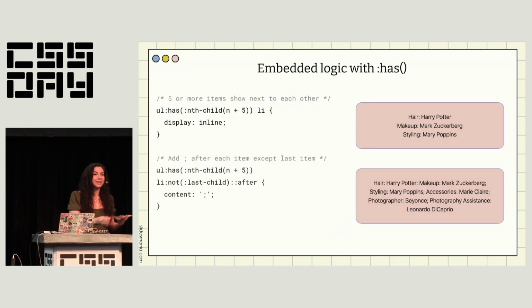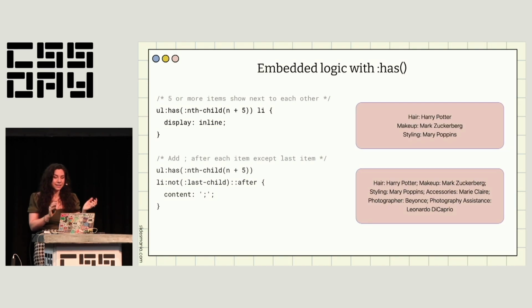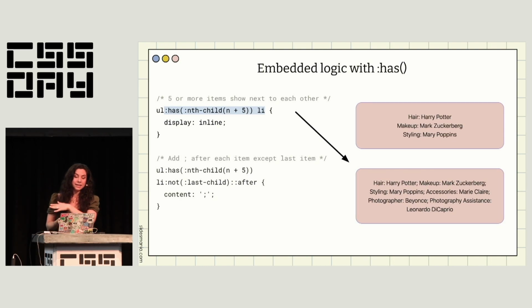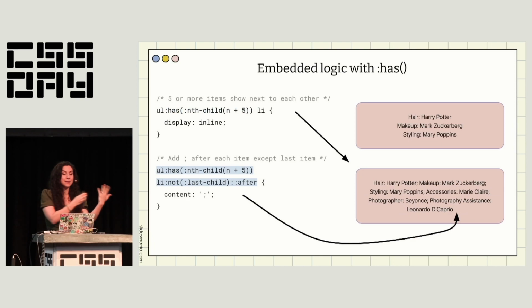Has is also useful for embedding logic, like with quantity queries, where in this example, we're setting this up so that we have a block layout for attributions. And then if you have more than 5 items, instead of showing them block, we show them inline next to each other, where we can use has nth-child(n+5) li to style the list items, and then have those display inline. And we can take that a step further by saying, OK, so if this unordered list has 5 or more children, nth-child(n+5), then style the list items, except for the last child, using not with an after pseudo-element of that semicolon. So you can get really, really granular.